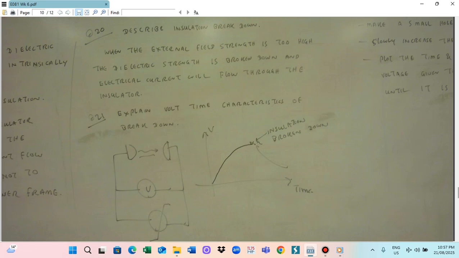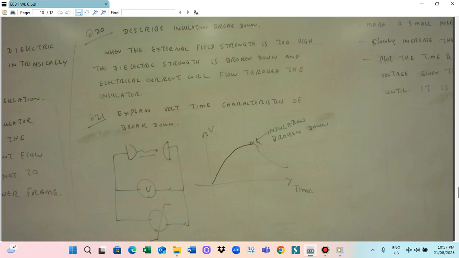We also need to know about the voltage-time characteristic of the breakdown. This means that when we apply the voltage over time, the insulation will break down. This breakdown diagram is a voltage-time characteristic.